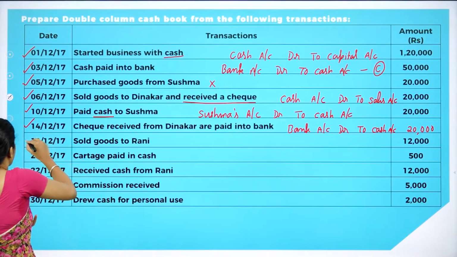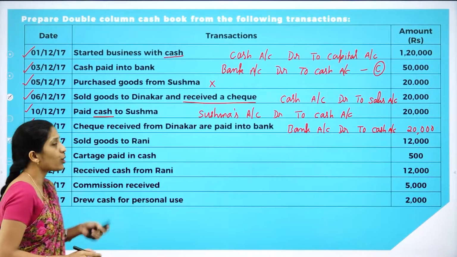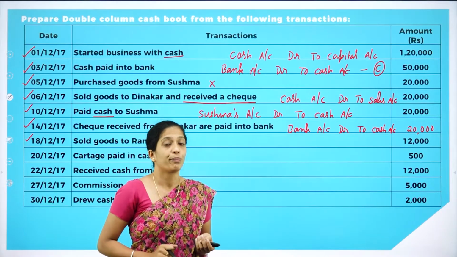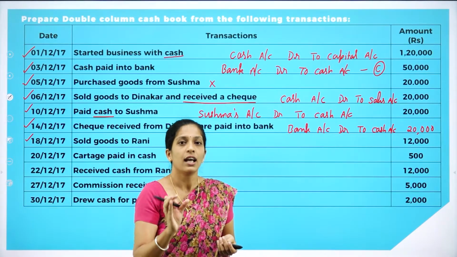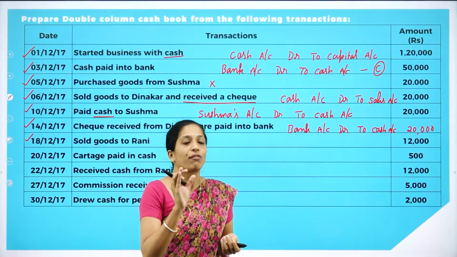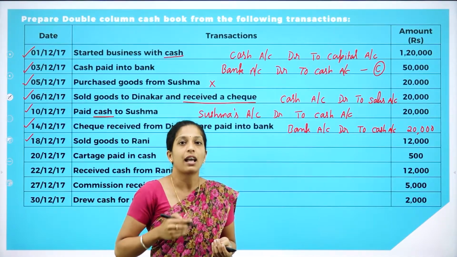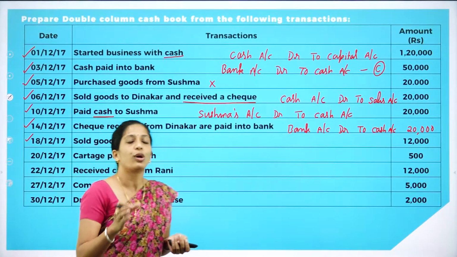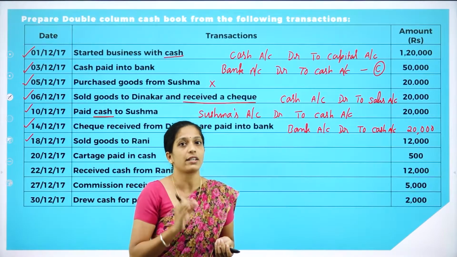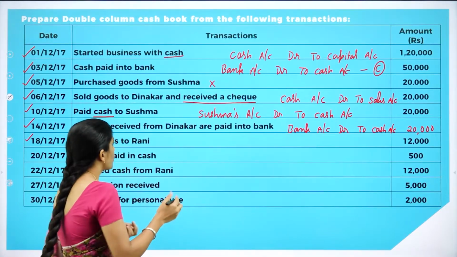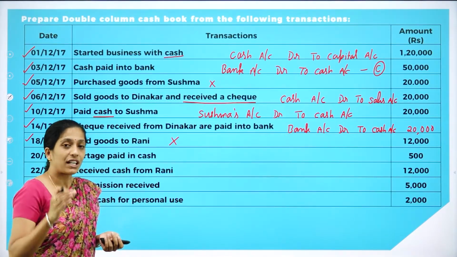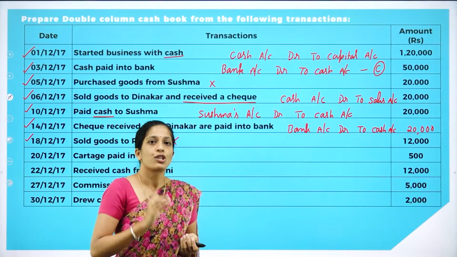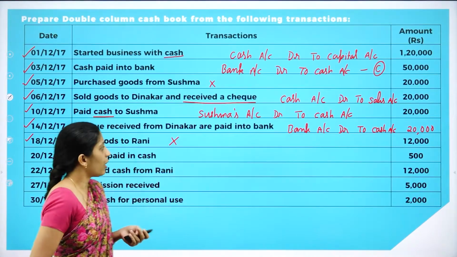Now moving on to the next transaction, that is 18/12/2017, sold goods to Rani. Now, have they sold goods on cash basis? No, because they have not mentioned the word cash here, but they have given the name of that person, that is Rani. So what does it mean? They have sold on credit basis. Now do we have to record it in our double column cash book? As I told, we are not going to record this credit transaction in a double column cash book. So we are not recording this transaction, but you have to write a note. Since the goods have been sold on credit basis, we are not going to record it in a double column cash book.